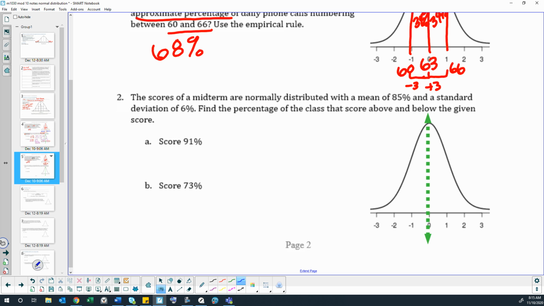So what goes here at 0? 85, that's the mean score on the test, right? Okay, what's the standard deviation? 6. So, for this first standard deviation mark here, we're going to add 6 to our 85, so that will be 91. To get back to this negative one, we're going to subtract 6. So 85 minus 6, that would be what, 79?